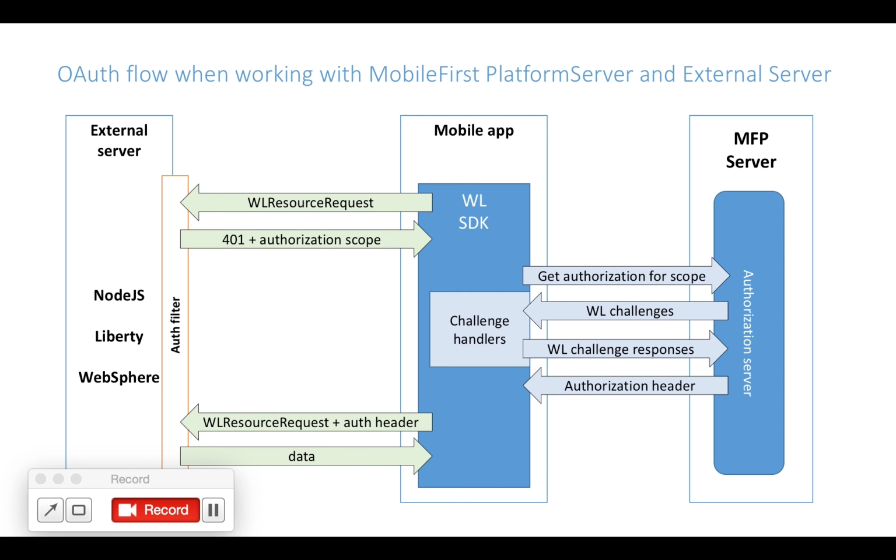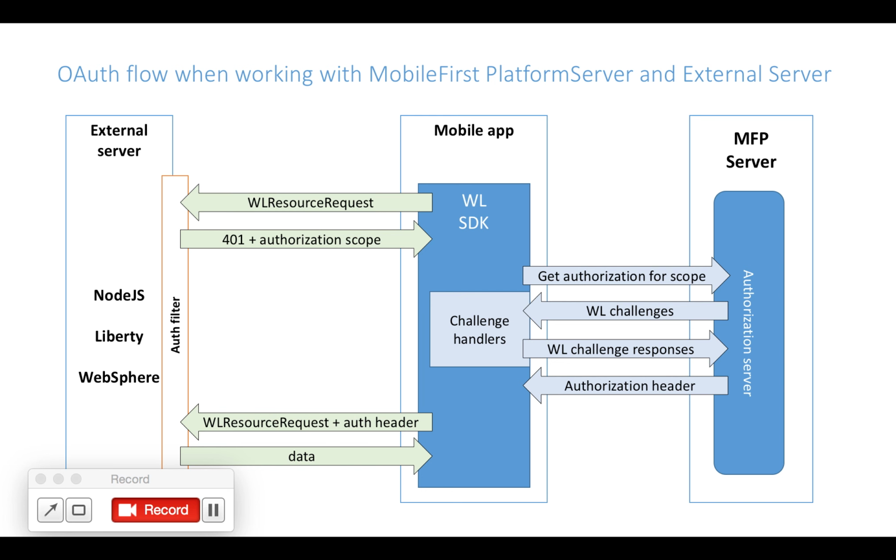Once again, green arrows. WL resource request goes to the external server, right? And the authentication filter intercepts it and returns a 401 plus authorization scope. This means the client is not authenticated, not authorized to access this service yet. The SDK will detect that we now need to get authorization information. It will ask the authorization server for authorization information for that specific scope. The authorization server will return challenges. The challenge handler will handle those challenges and return challenge responses.